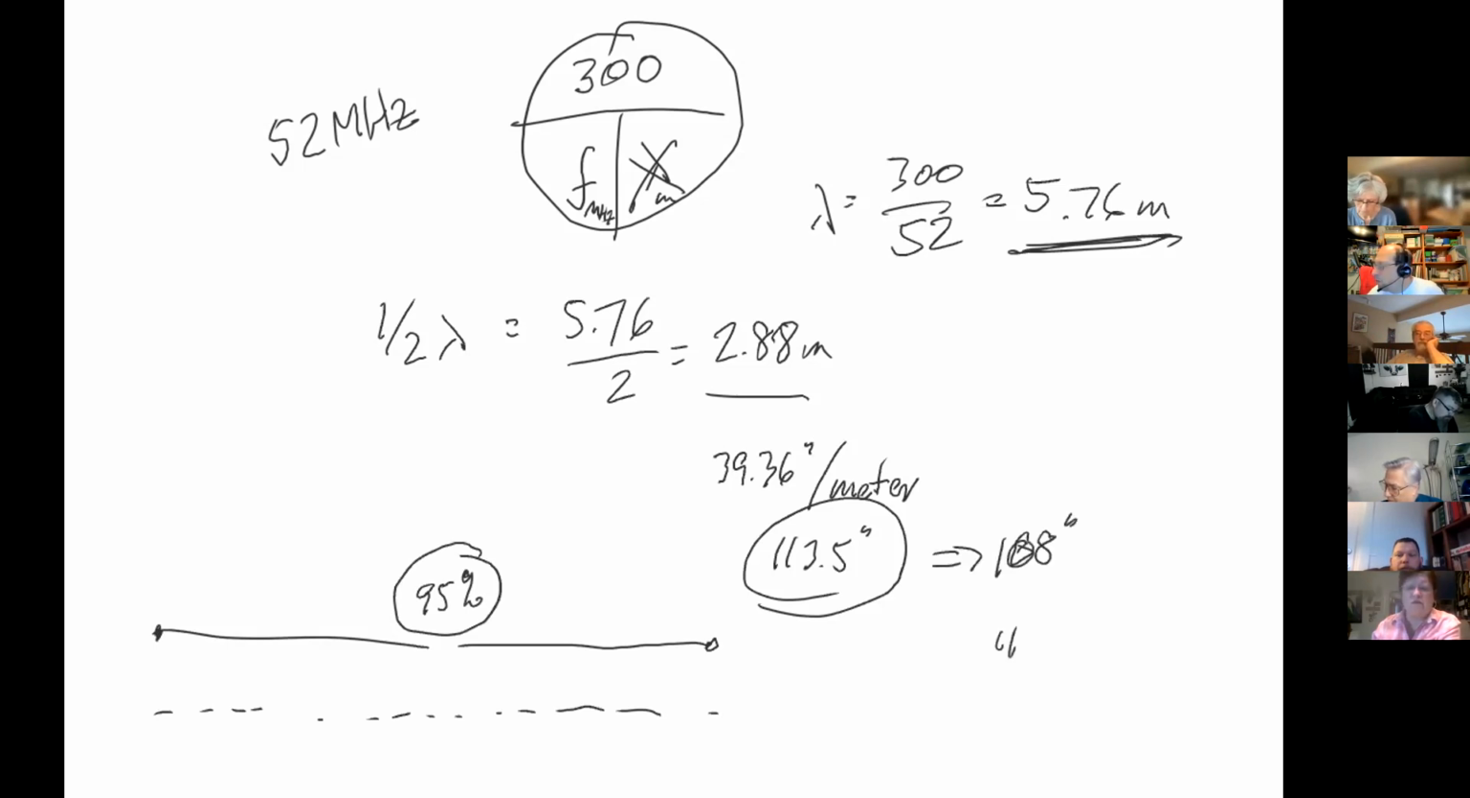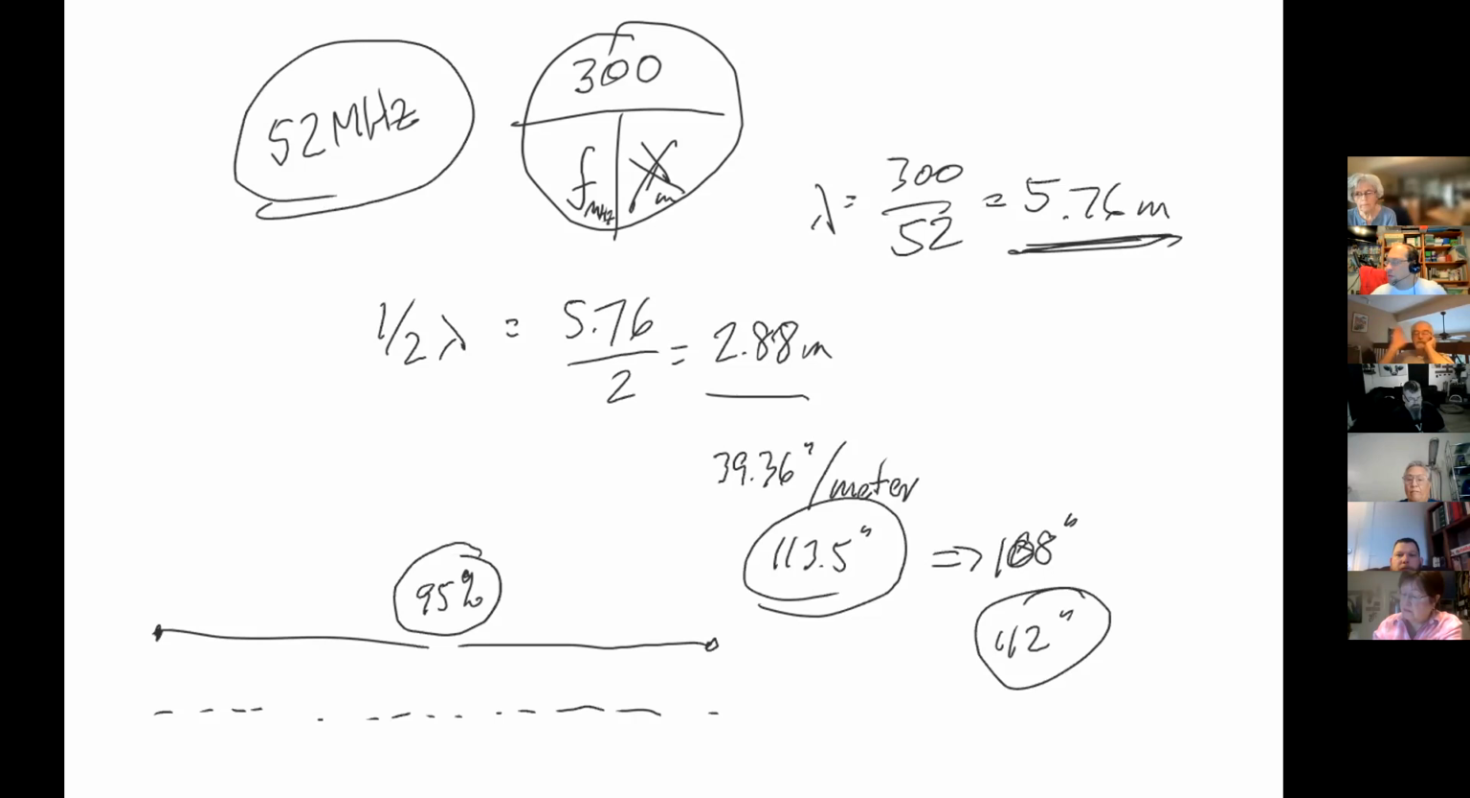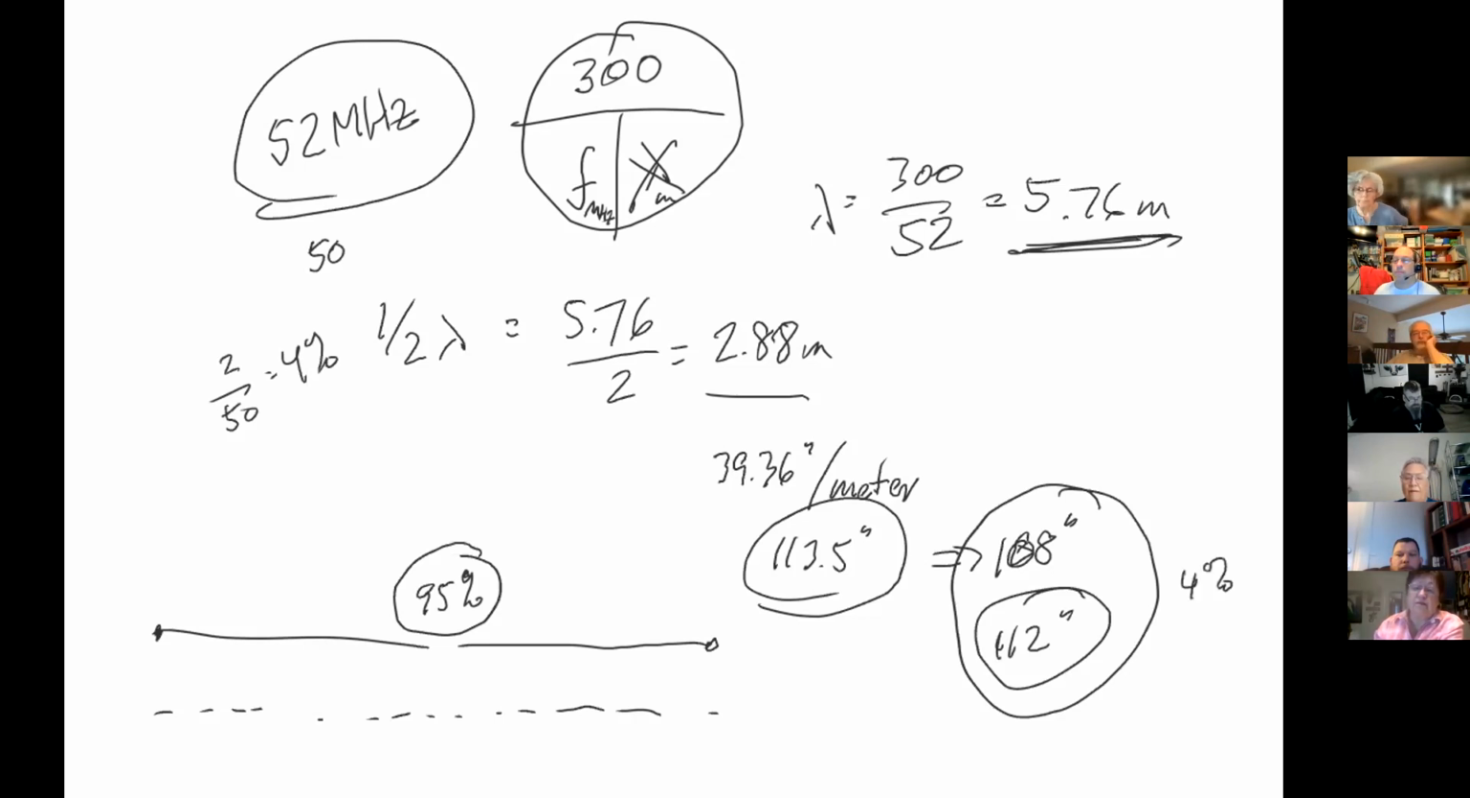Now the book says 112 inches. Any guess as to what 112 inches would have come from? Remember, what frequency did we pick? 52. Well, if I had chosen 50, that would be 2 out of 50, which is 4% difference. What is the difference between 108 and 112 inches? About 4%. So basically the answer that's on the test is 112 inches. That's why it's 112 inches, because clearly they started with 50 megahertz instead of 52.